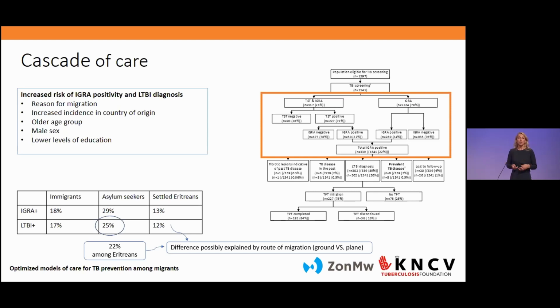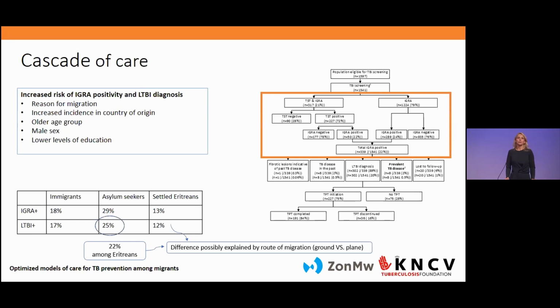This difference is possibly explained by the fact that a considerable proportion of the settled Eritrean migrants came to the Netherlands through family reunification and traveled by plane, whereas those living in asylum seeker centers traveled by ground. We have hypothesized, and this is also supported by other literature, that the Eritreans who traveled by ground have had increased exposure to TB infection during their travel to the Netherlands, for example, in Libya or in Sudan or in any other transition places that they have been.